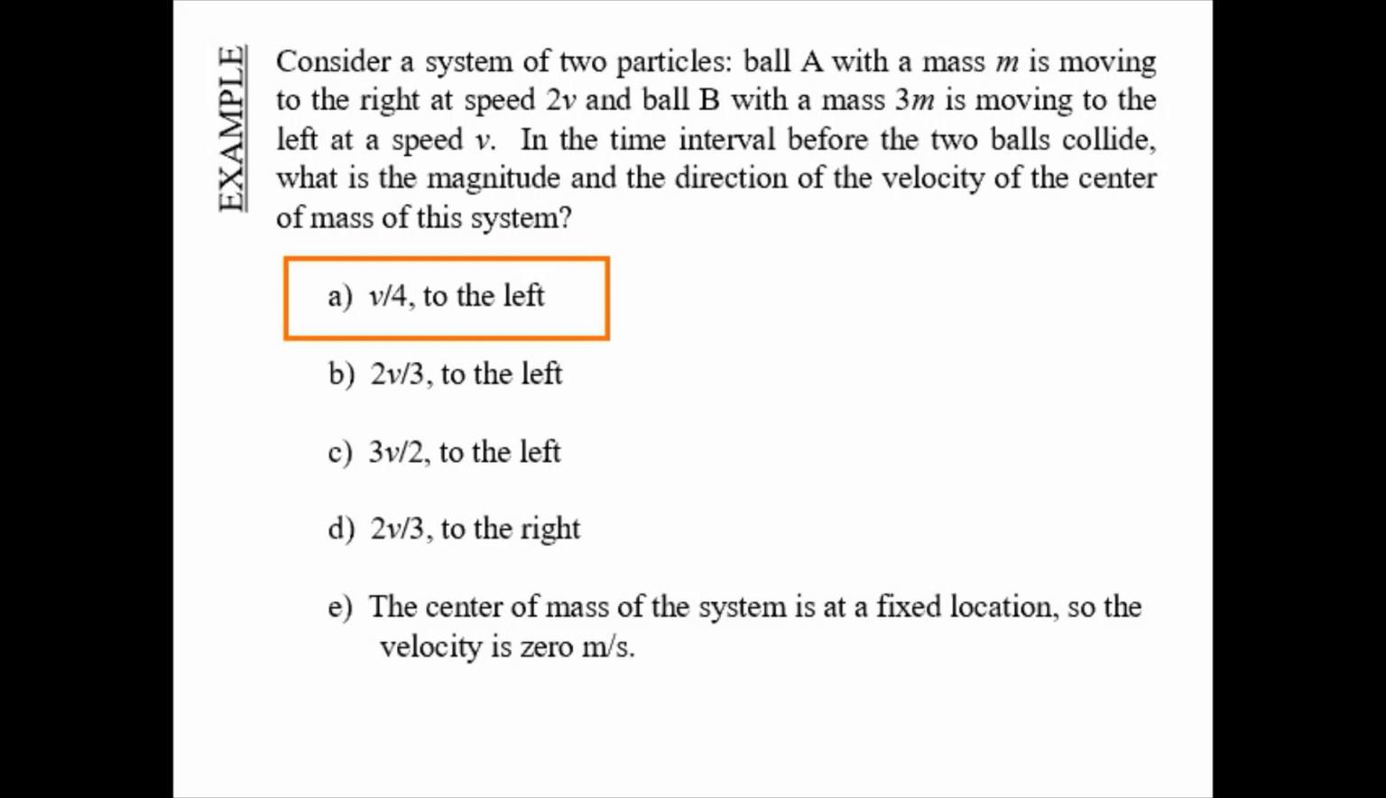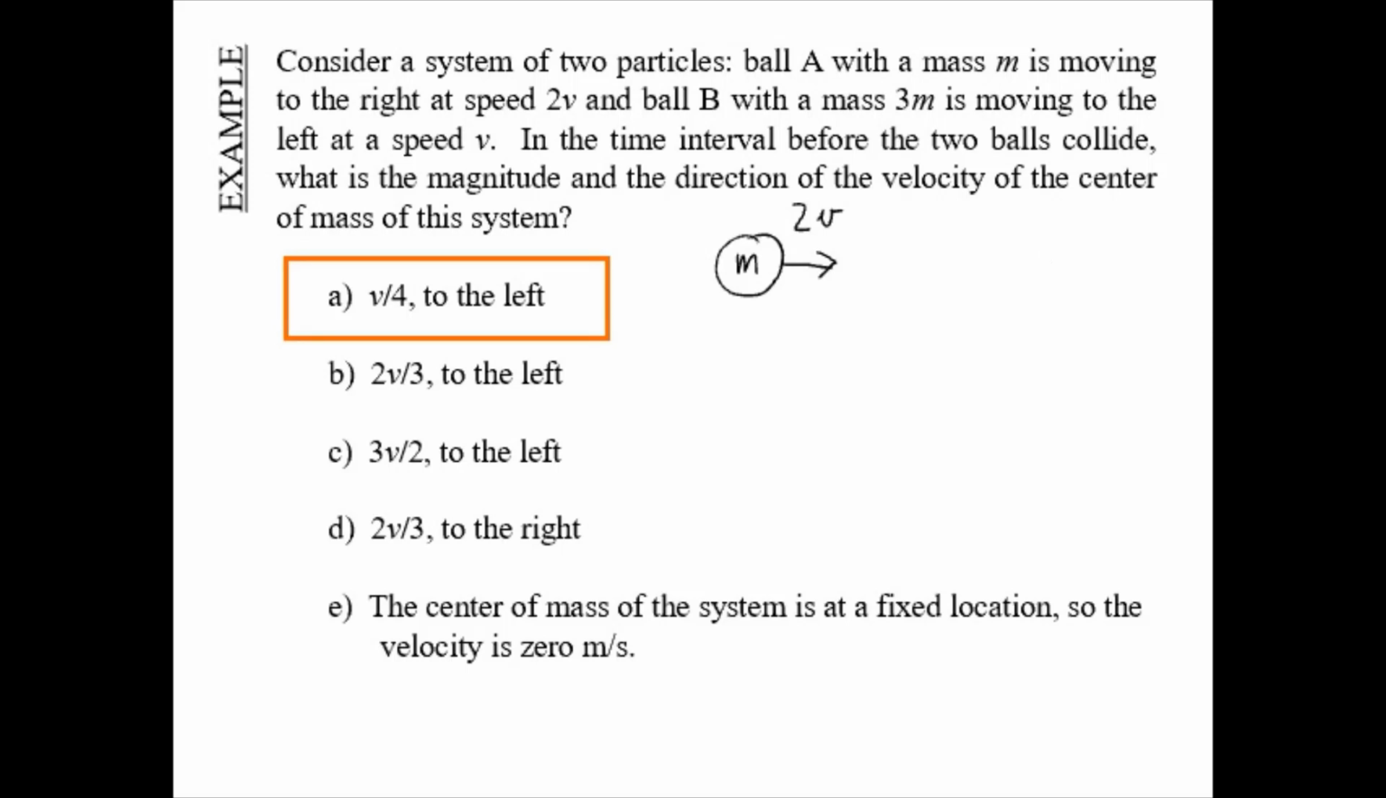Okay, so how did you do? The right answer here was that the velocity of the center of mass of the system would be 1/4 the speed v and moving to the left. How did we get that? Well, it says consider a system of two particles. Ball A with a mass m is moving to the right at speed 2v. So here's our ball A with mass m moving to the right with a speed of 2v. And ball B has a mass of 3m and it's moving to the left at speed v.